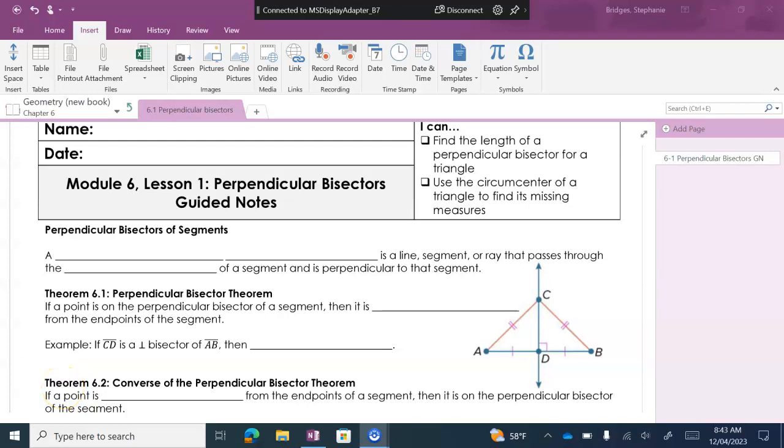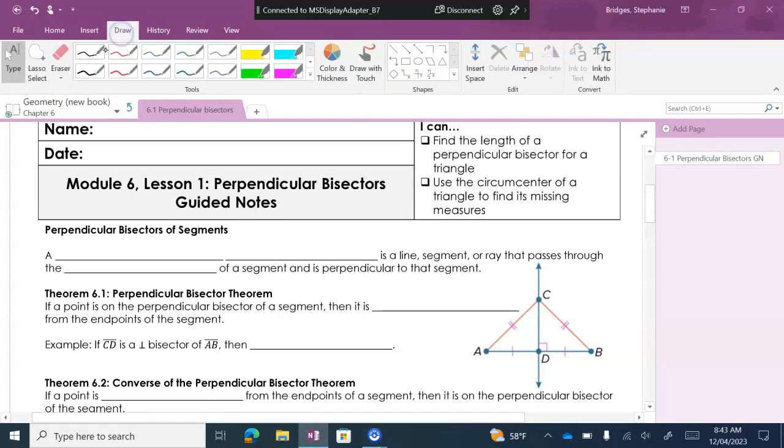Okay, so we are talking about perpendicular bisectors today. Two words. Perpendicular means it makes what kind of angles? Right angles. And then a bisector means it cuts something in half. So the first thing that we're going to fill in here, the first blank, is a perpendicular bisector.